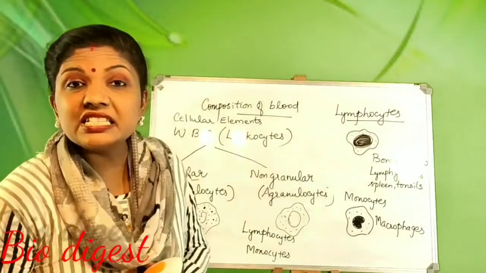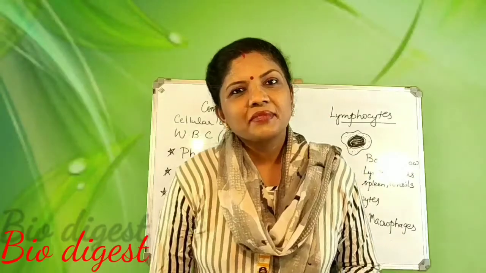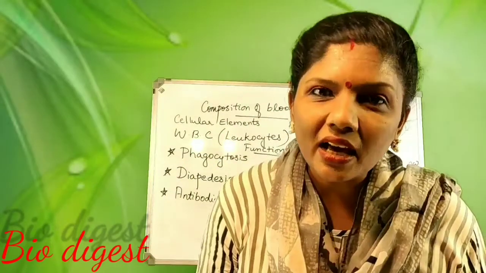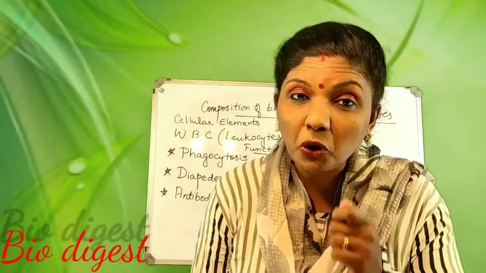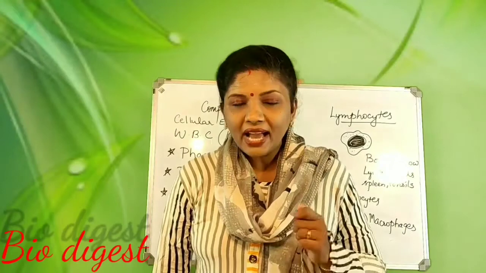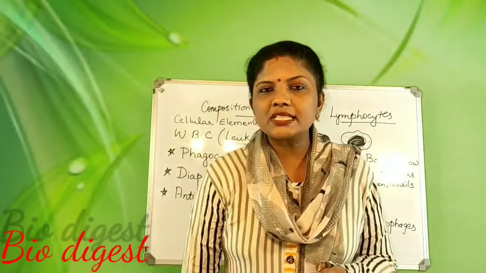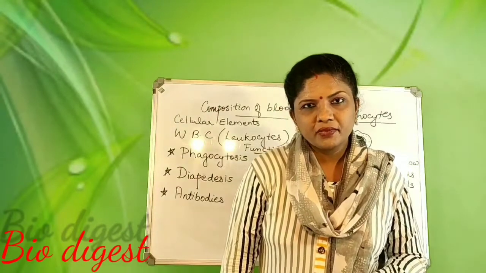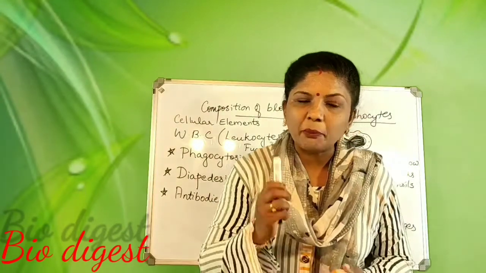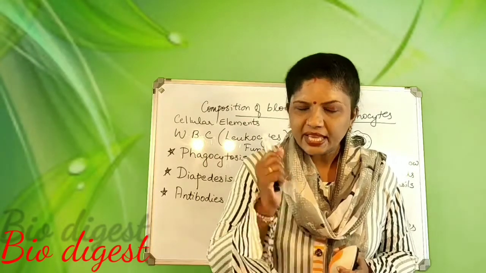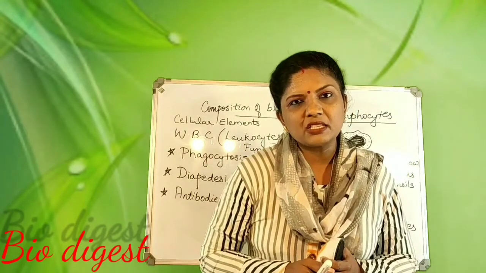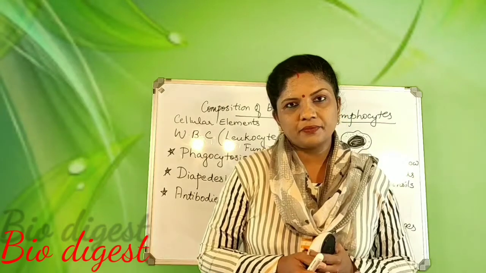And they can ingest germs. WBCs, where are they produced? They are actually produced in the bone marrow as well as in the lymph glands like spleen, tonsils, etc. What is the lifespan of a WBC? Usually, the lifespan of a WBC is almost 2 weeks.